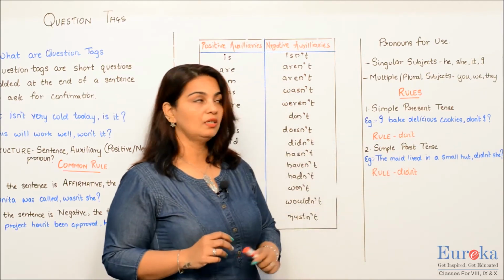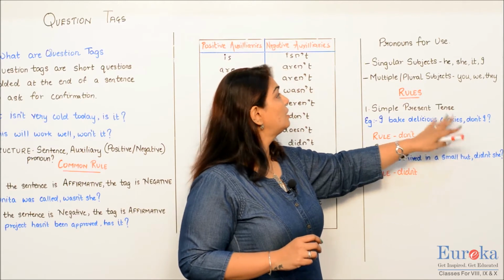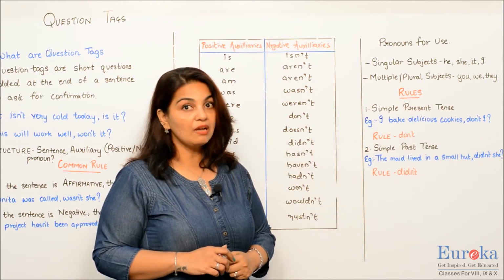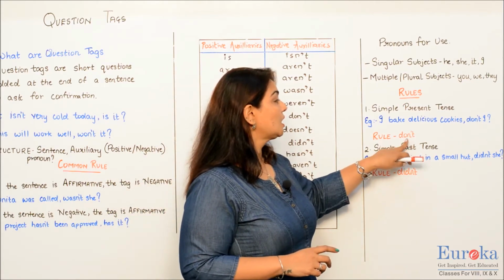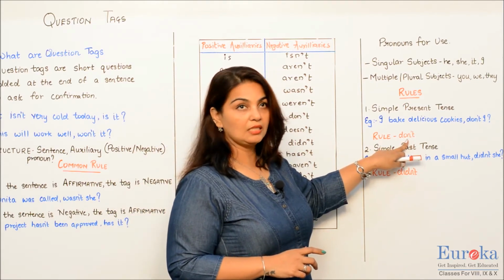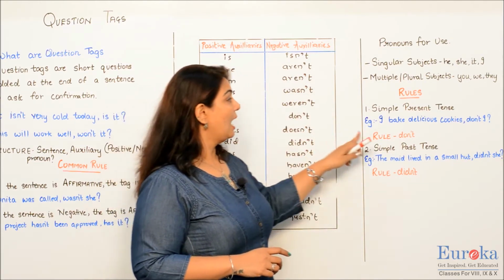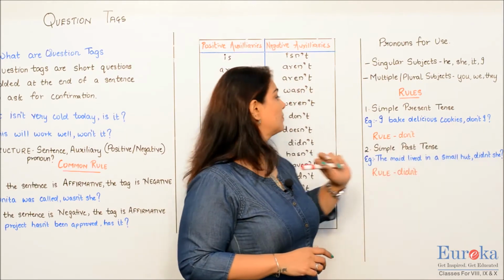Now over here, if you notice, I bake delicious cookies. We do not have any kind of an auxiliary. So when we don't have any auxiliary, we will always be using the word don't. That is the negative of do. I bake delicious cookies, don't I?